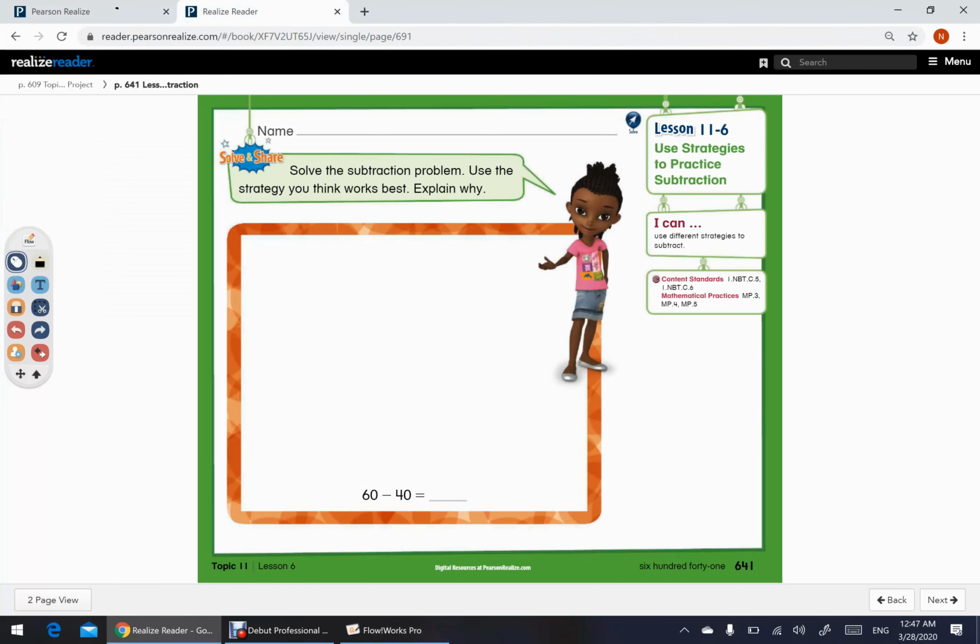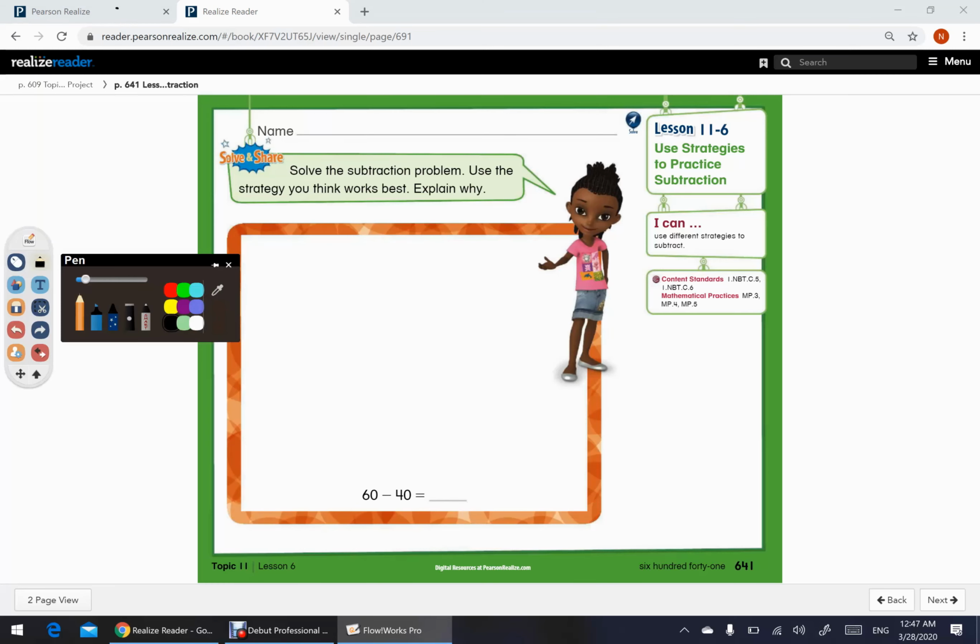Now, open page number 641. Now we will solve these problems by using any strategy. Now you will choose the strategies which you think is best for this equation. Now here, the first one, solve the subtraction problem. Use the strategy you think works best. Explain why. Now here I have my equation 60 minus 40.